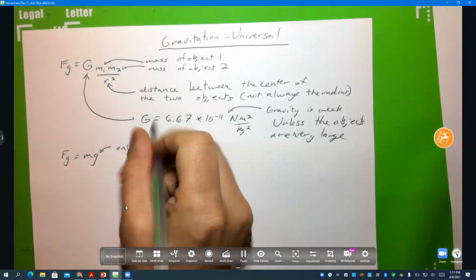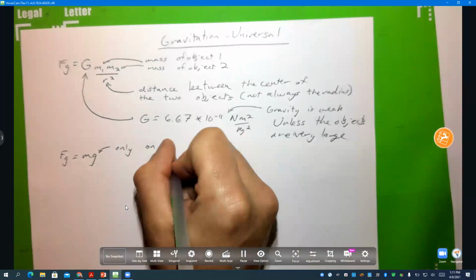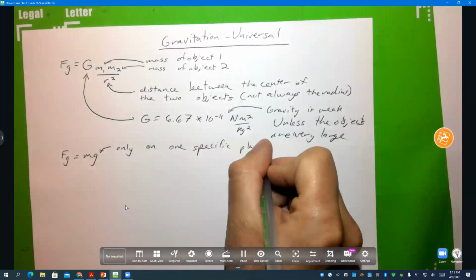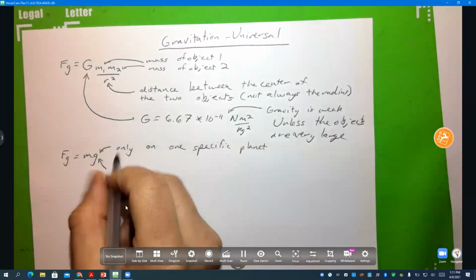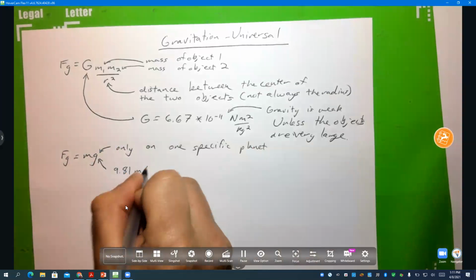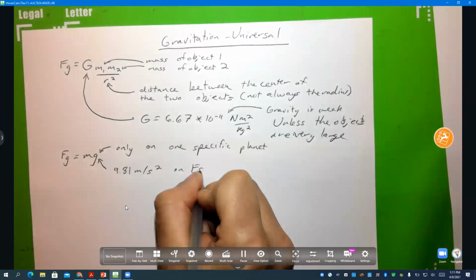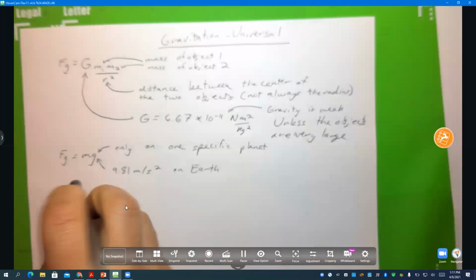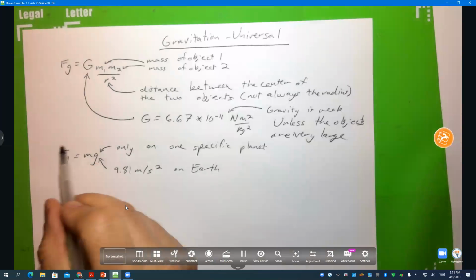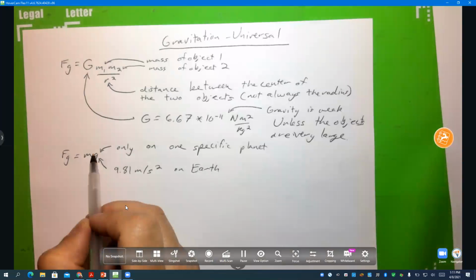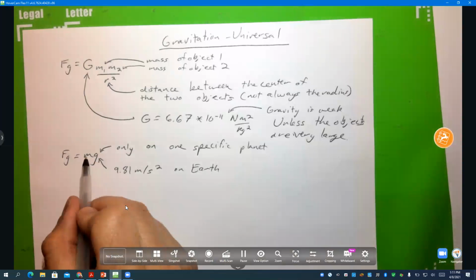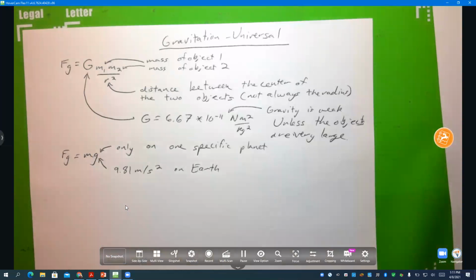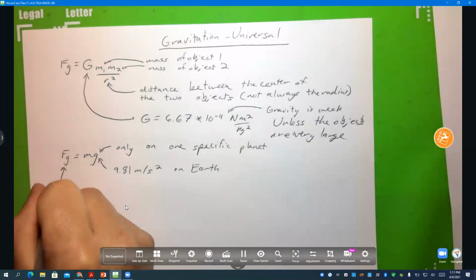Now, we've used another force due to gravity equals mg, and this works only on one specific planet. Like for instance, on our planet, this is 9.81 meters per second squared. But you can't take this and go to the moon and use the same equation, where you say, okay, I want to know the force of gravity of myself on the moon. I know my mass. I know 9.81 meters per second squared. Therefore, I know my weight on the moon. That's not how it works.